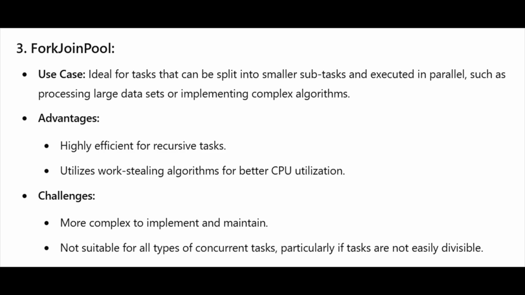ForkJoinPool. Use case: ideal for tasks that can be split into smaller subtasks and executed in parallel, such as processing large datasets or implementing complex algorithms. Advantages: highly efficient for recursive tasks. Utilizes work-stealing algorithms for better CPU utilization. Challenges: more complex to implement and maintain. Not suitable for all types of concurrent tasks, particularly if tasks are not easily divisible.